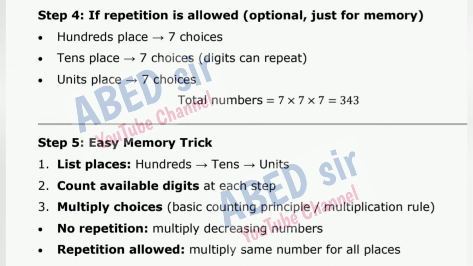Step 5. Easy memory trick. List the places: hundreds, tens, units. Count available digits at each step. Multiply the choices, the basic counting principle, the multiplication rule. With no repetition, multiply decreasing numbers. With repetition allowed, multiply the same number for all places.